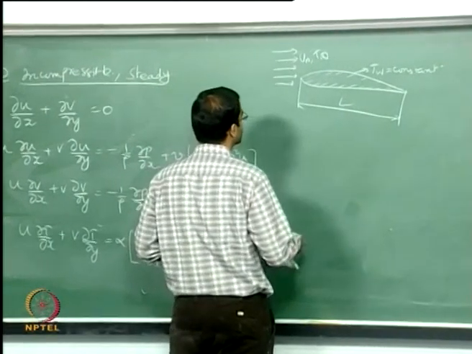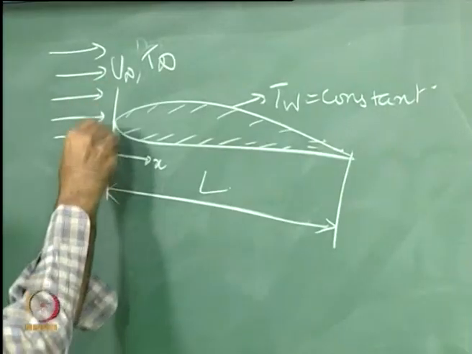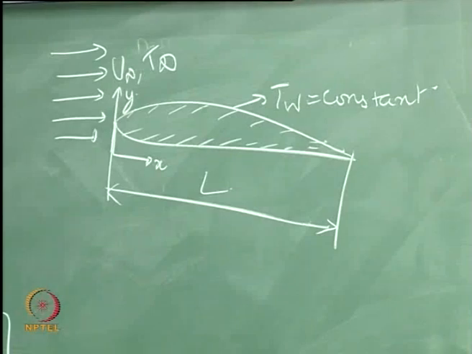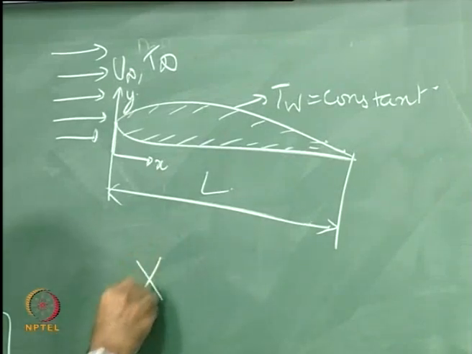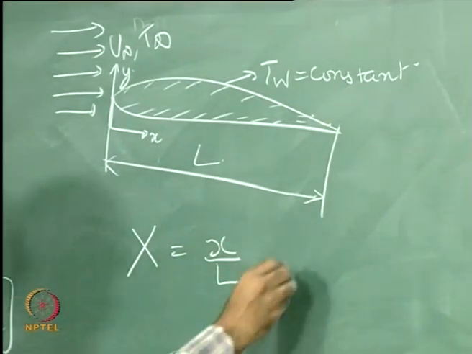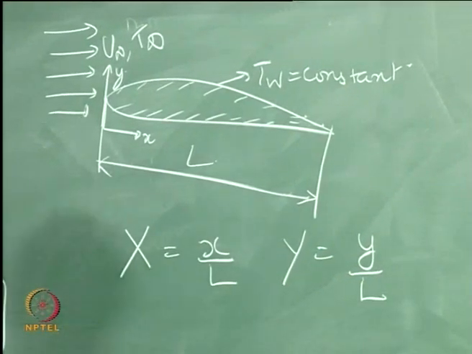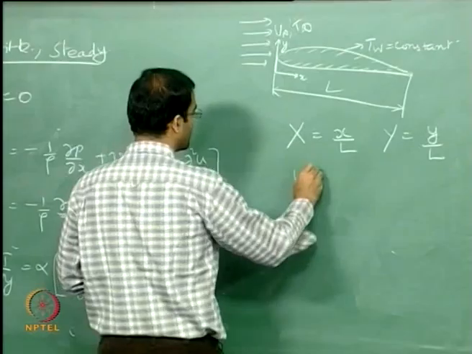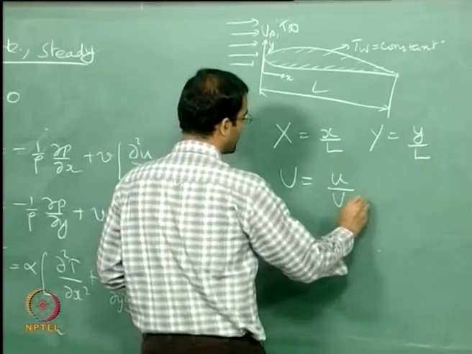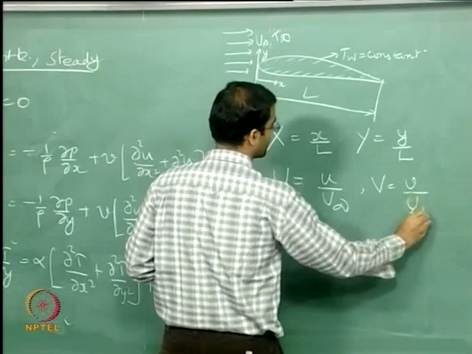As far as the coordinate system is concerned, let us take a coordinate system x and y, which are along the chord length and normal to the chord. I am going to define a non-dimensional coordinate system capital X, which is x by L. Similarly, capital Y will be y by L, and as far as the velocities are concerned, I am going to introduce capital U, which is u by u infinity. Similarly, capital V is equal to v by u infinity.